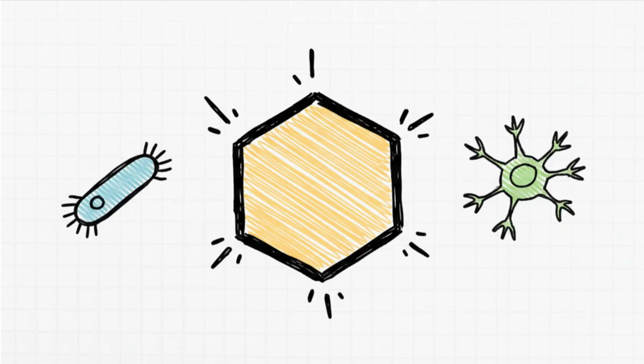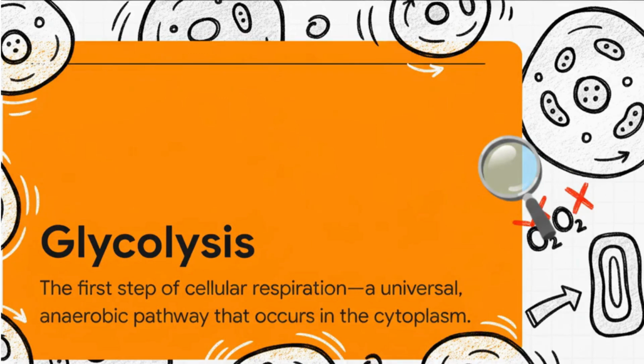Every single living cell, from a tiny bacterium to the neurons firing in your brain right now, needs energy to do its job. And their go-to fuel source? It's usually a simple sugar, glucose. So the big question is, how do cells actually get the energy that's locked inside that molecule? Well, the answer starts with glycolysis.